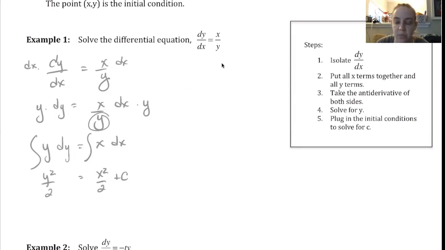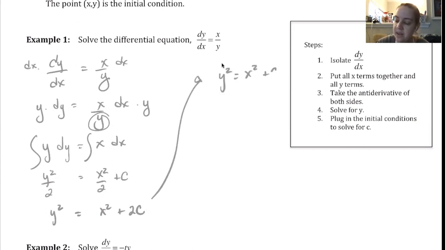And then you want to solve both sides for y. How do I solve this for y? I'm going to multiply it through by 2. So this is y squared equals x squared plus 2c. But a constant times 2 is still just a constant. So I have y squared equals x squared plus c. Then I'm going to take the square root of both sides. So y is equal to the square root of x squared plus c. Technically, I take the plus or minus because we took the square root of both sides. I wasn't given any initial conditions, so I don't have to worry about that in this case. Good.